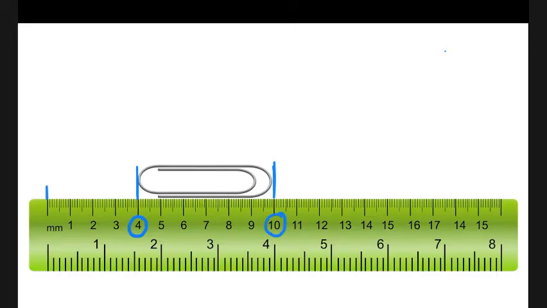So does that mean that this paperclip is 10 centimeters long? No, it doesn't, because I didn't start all the way back here at zero. I started at 4. So what I'm going to do is make jumps until I get to 10 to see how many centimeters this actually is. So if I start at 4, let's make some jumps. 1 jump, 2 jumps, 3, 4, 5, 6. So our paperclip would be 6 centimeters long.